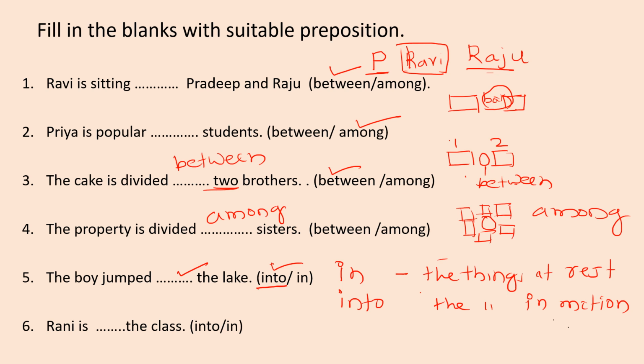And one more, Rani is dash the class. Here in the class, she was sitting over there. So that's the reason here she was not showing any movement, just she was sitting. So what will be the answer? In is the answer here. I hope you got the concept here. Next, we'll go with the seventh example here.